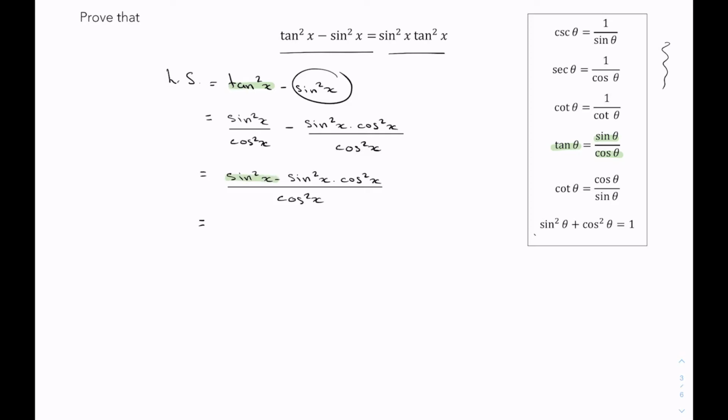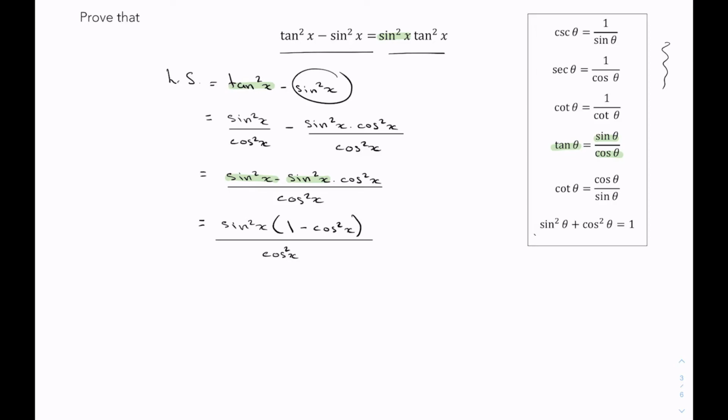Okay, now I think we are making some progress because I can see that these two terms in the numerator both have a sine squared x, and that's what I want to get on the right-hand side. Let me factor that out because I'll end up with a product, which is exactly what I want. So I have sine squared x, and then in brackets, 1 minus cos squared x, all over cos squared x.